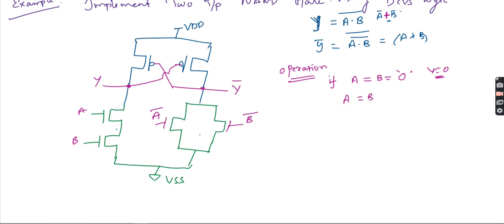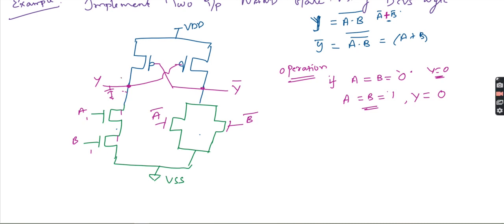A is equal to B is equal to 1. When I apply A is equal to B is equal to 1, what will happen? This is also 1, this is also 1. Now this transistor will be on, this transistor is on. Initially you should think this node is completely charged. So 1 in the sense, it will be discharged completely. Then I will get Y equal to 0.